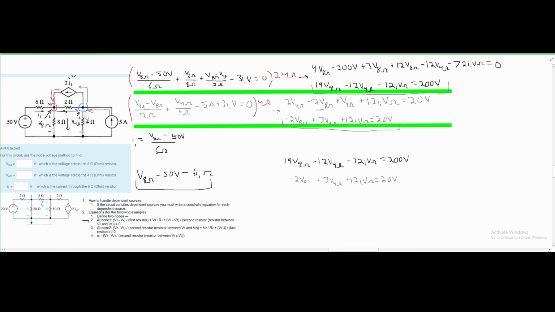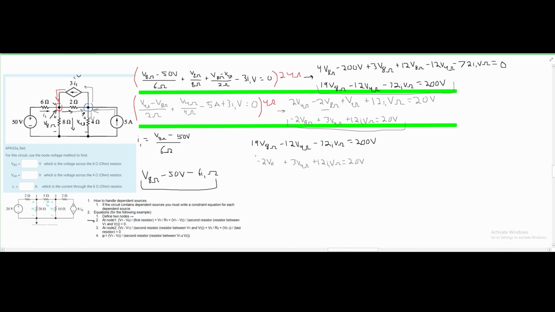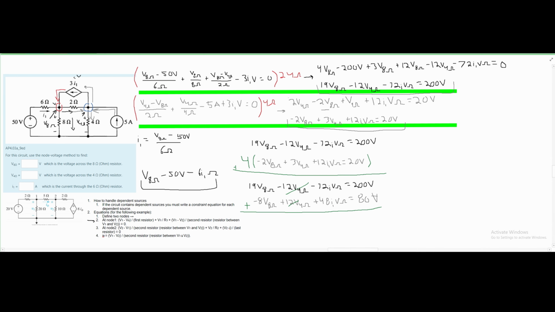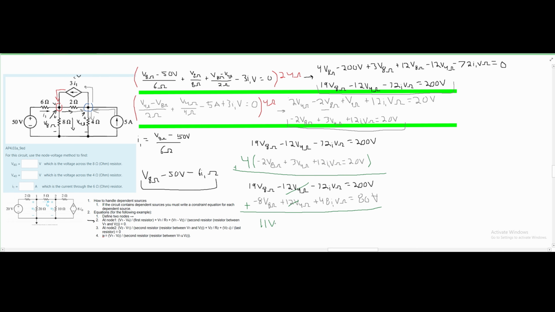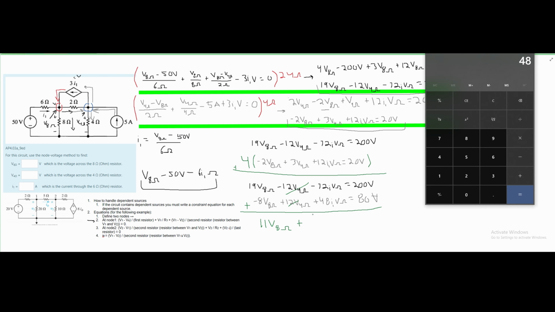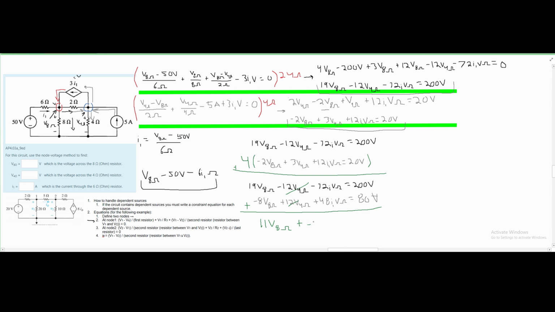So that's exactly what I'm going to do. I'm going to multiply this whole bottom equation by 4. If we do that, we are going to get these equations, and now we can add them together. We can cancel out these two, and then from here we are going to get an 11 V subscript 8 ohms plus a negative 24 I1 V times ohms, and this is equal to 280 volts. So this is our new equation right here.